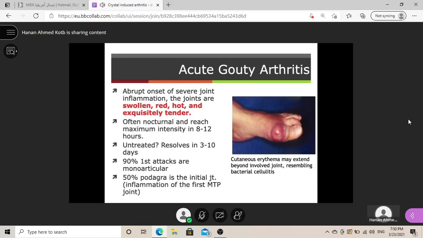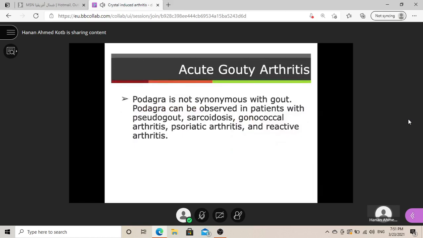Oligoarticular involves 2 to 4 joints, while polyarticular is involvement of more than 5 joints. So in acute gouty arthritis, or acute intermittent gout, 90% of first attacks are monoarticular, and 50% of them involve inflammation of the first metatarsophalangeal joint, what is called podagra, the big toe. Podagra is not synonymous with gout. It is not the only disease that causes it. It is just the inflammation of the first metatarsophalangeal joint.